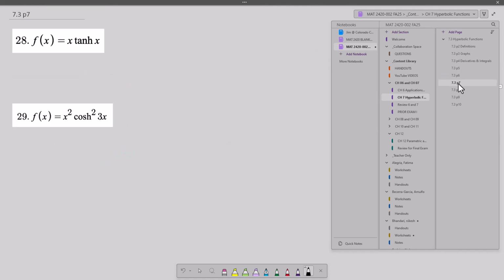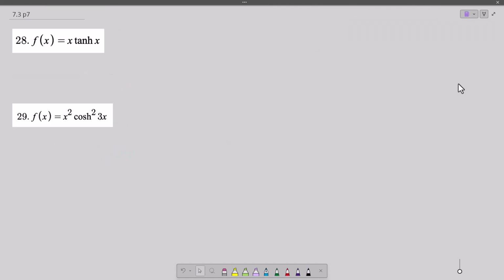Let's see if we can get all the way there this time. Okay, so the second one is much harder. Why don't you guys try the first one? So you guys try that one. So that's a product, right? It's x multiplied by tanh. So use the product rule. Let's see if you get that one.